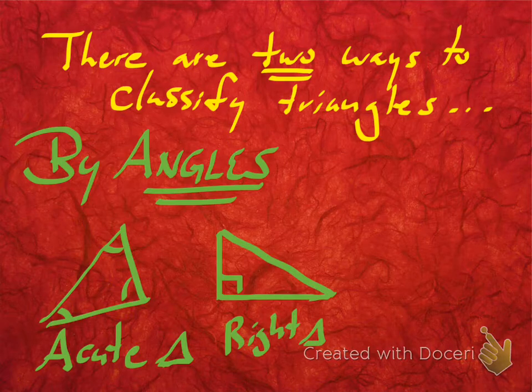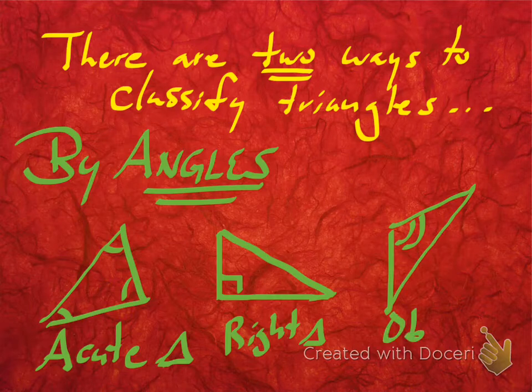The last one is, suppose my triangle has an obtuse angle right here. Again, finish the triangle, and if it has an obtuse angle, we call it an obtuse triangle. So in each of these cases, we name a triangle after its largest angle, because this is the only part that's a little confusing about this.